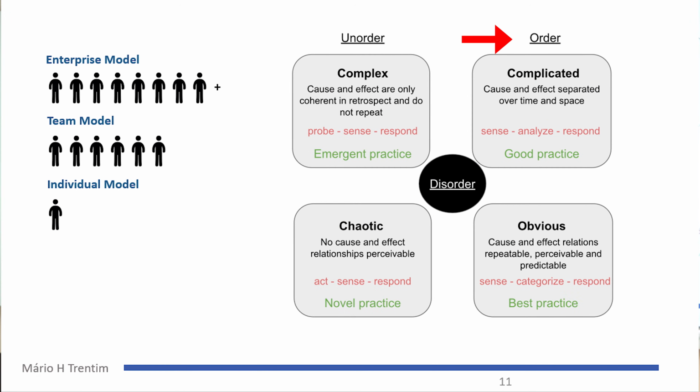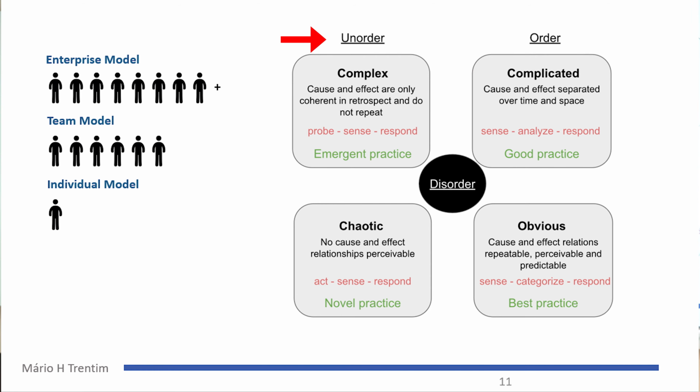Some very simple projects, so obvious. We have the cause and effect relations, it's repeatable. We have best practices or standard procedures here. We have complicated, larger projects in which we have to identify what would be each of the pieces. Cause and effect are separated over time, but we can use best practices like PRINCE2, the PMBOK Guide.